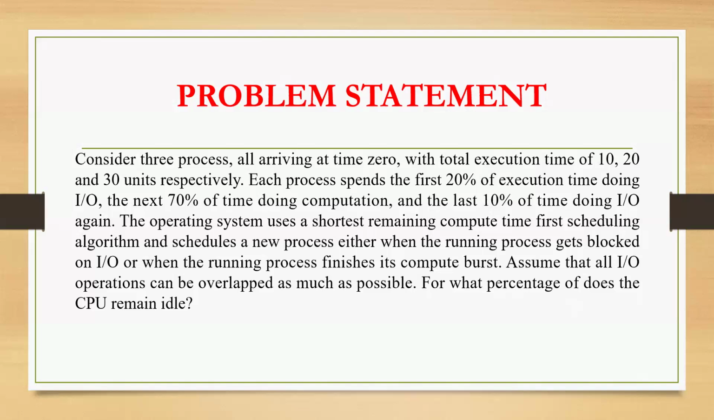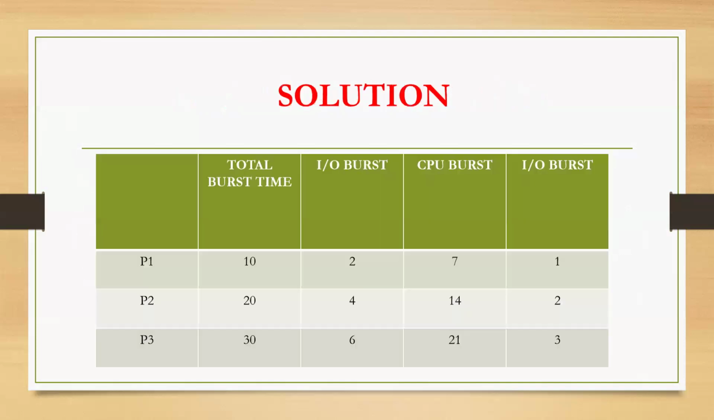Okay, now let's break down the execution pattern and solve step by step to calculate the CPU idle time percentage. So what is step one? Step one is to calculate compute time and IO time for each process. So this is the table: total burst time, IO burst, CPU burst, and IO burst. There are three processes, P1, P2, P3.